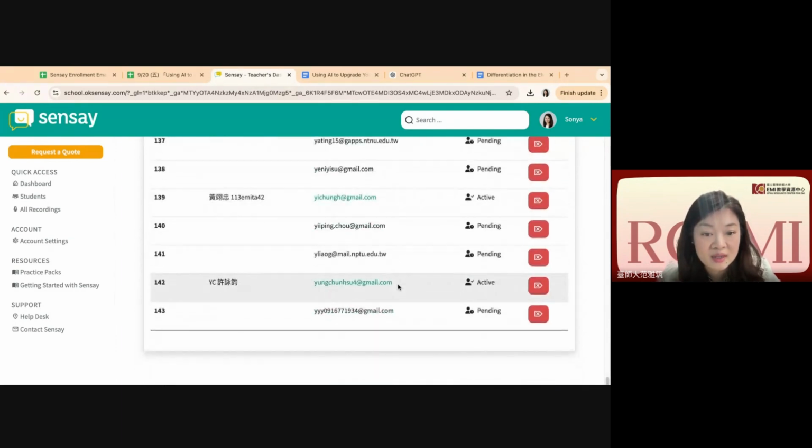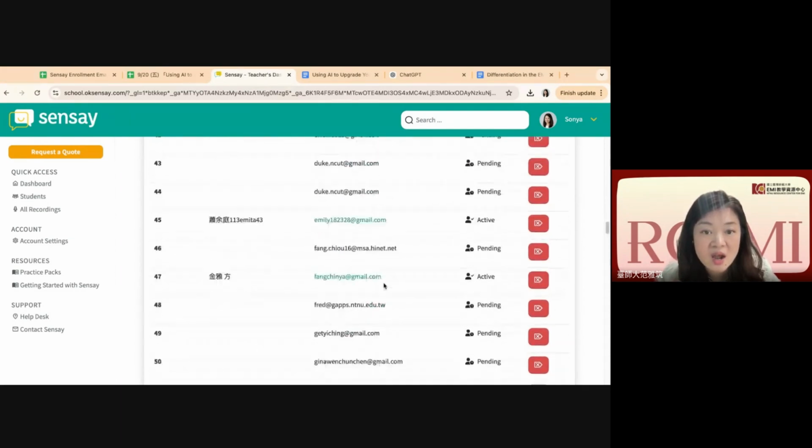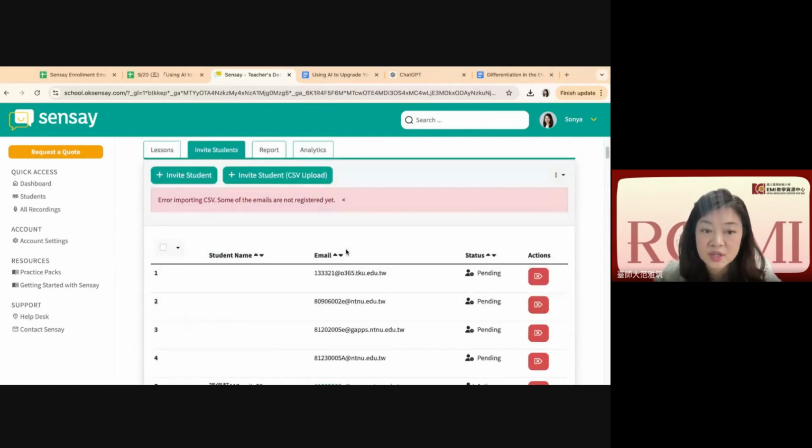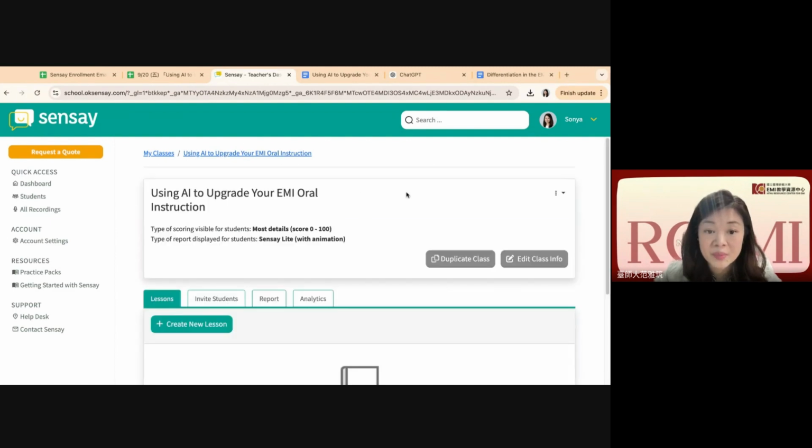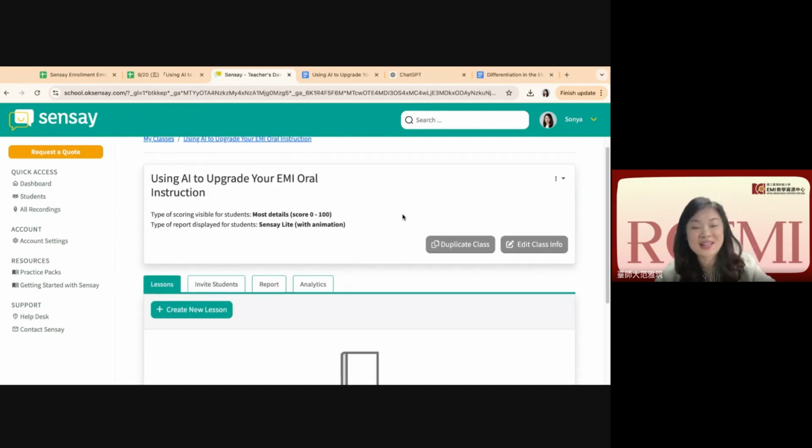So we got lots of emails up there. What you need to do is go to your email account and check if you got an email from Sensei with the link given, and you'll be guided to finish the registration process. If you encounter any difficulties, just type in the chat box and we will try our best to help you. Meanwhile, I'm going to give more demonstration about the lesson that you can use here.